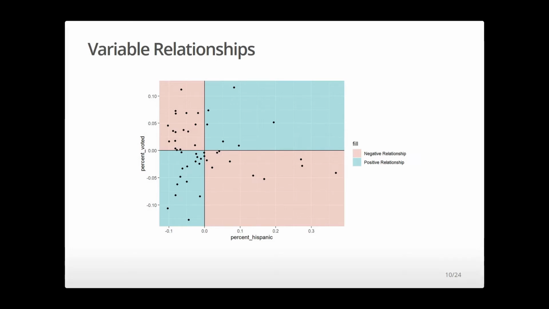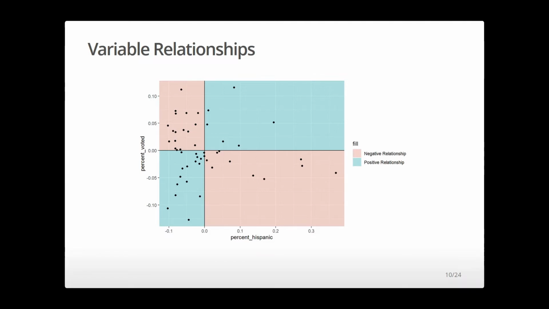We might say that any point in the top left or bottom right quadrant gives us some evidence of a negative relationship. That is, as one variable gets smaller, the other one tends to get bigger, and vice versa.